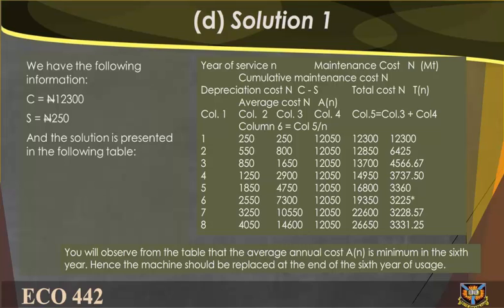You will observe from the table that the average annual cost A(N) is minimum in the 6th year. Hence, the machine should be replaced at the end of the 6th year of usage.